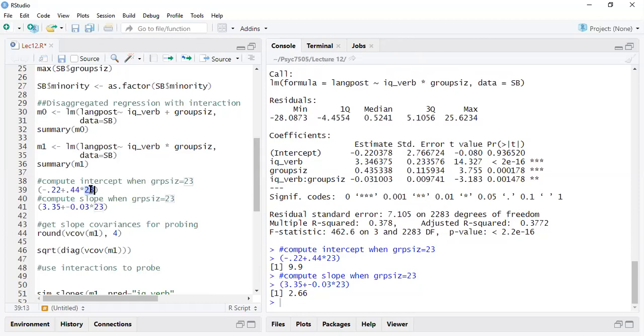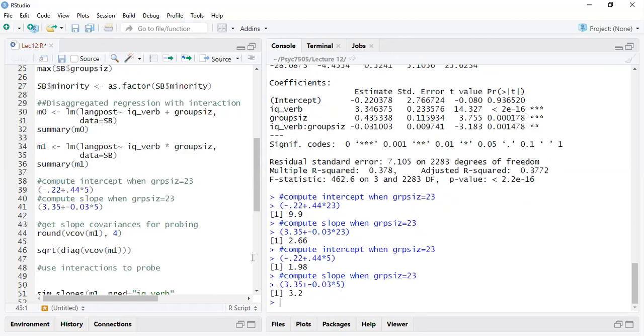And I could change these. I could instead do it at, say, the minimum value when there's 5 individuals in a group. If I did that, now the simple intercept is 1.98. The simple slope is 3.2.